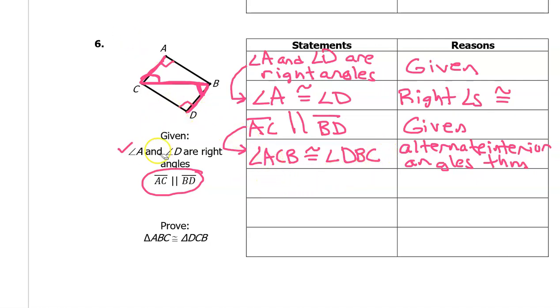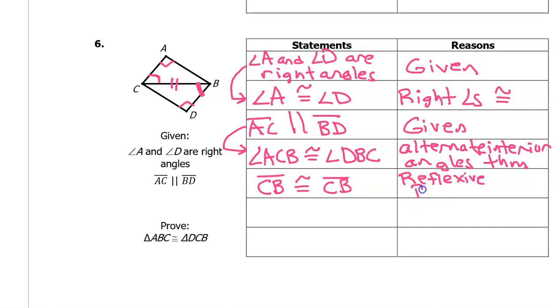Okay, we've used up the given now. We need something else. We don't have enough quite yet. Is there anything we can mark automatically? We can mark the shared side. That will be automatically congruent. And the shared side is segment CB. So we write segment CB is congruent to segment CB. When you write this silly statement where you have something congruent to itself, that is called the reflexive property.